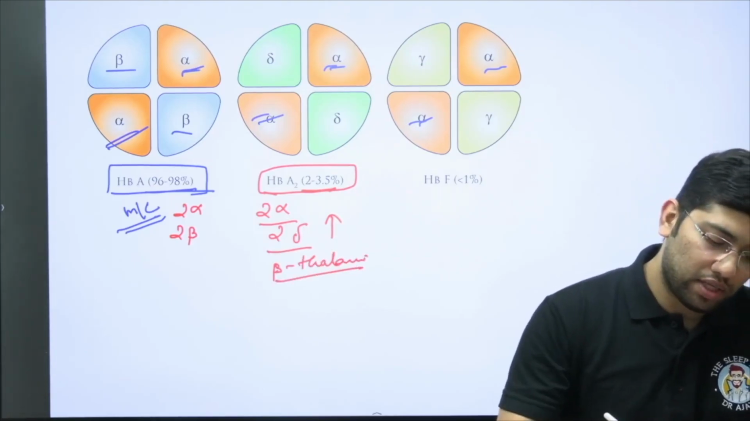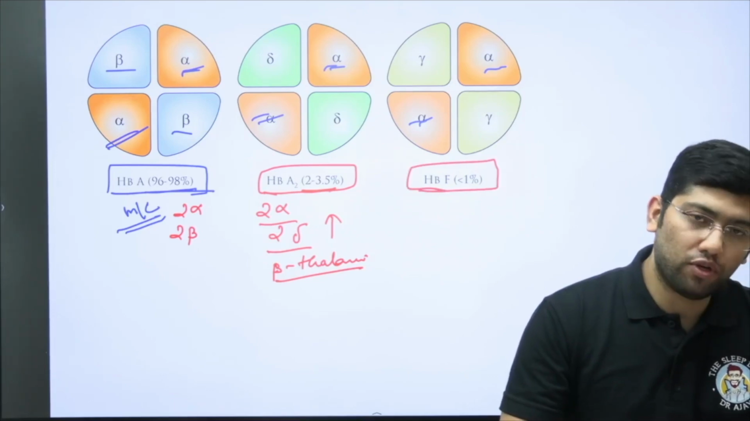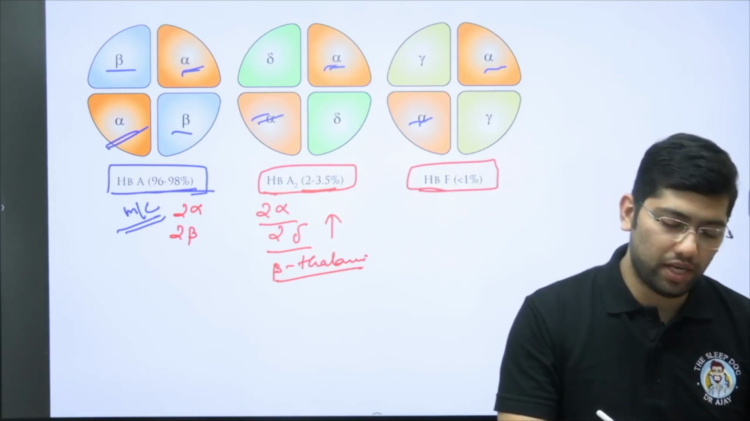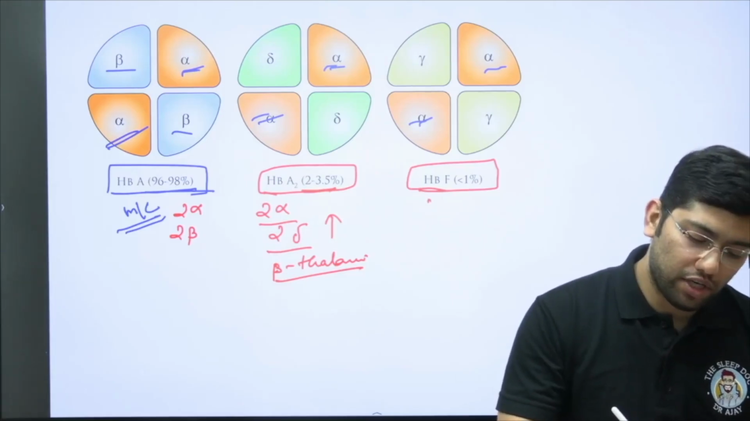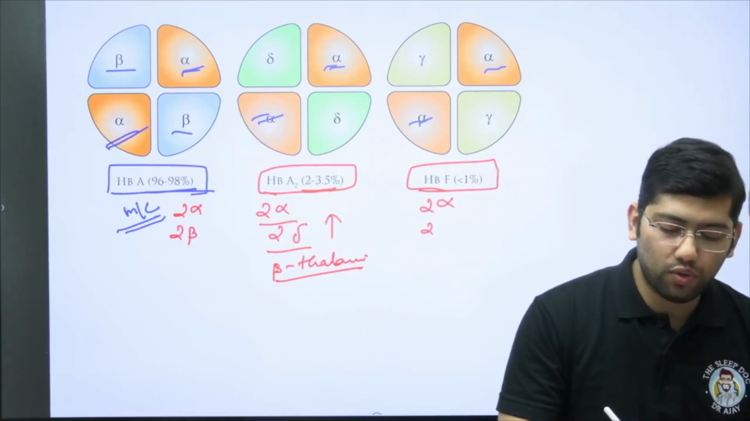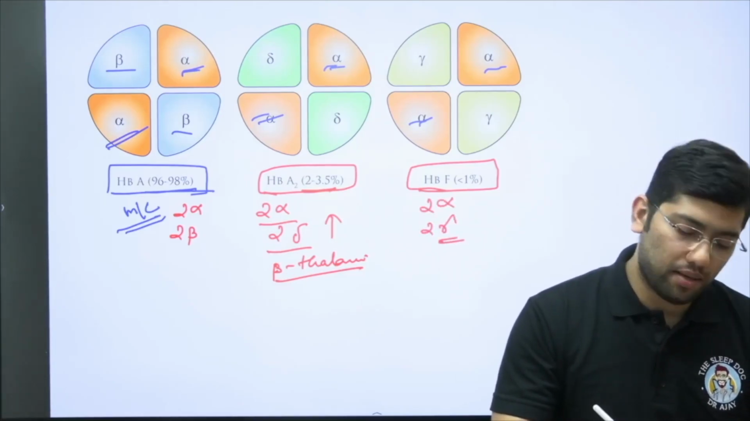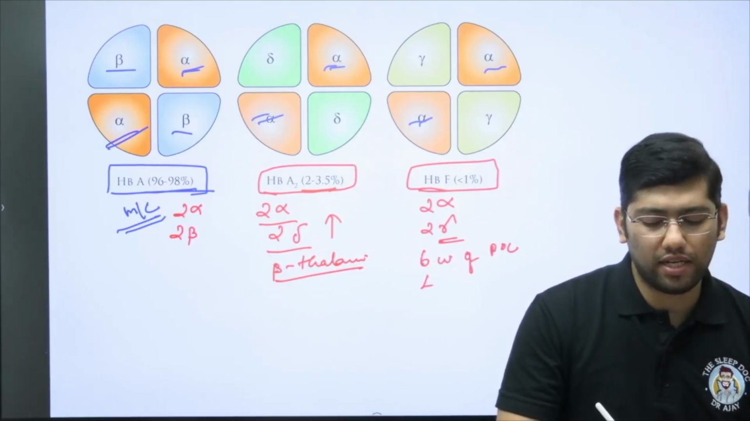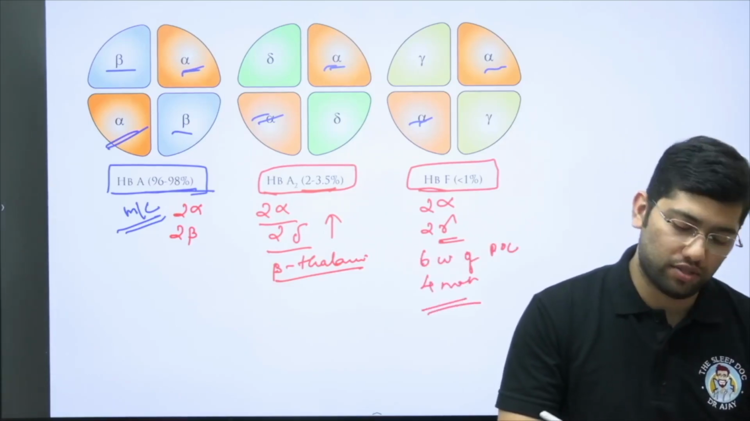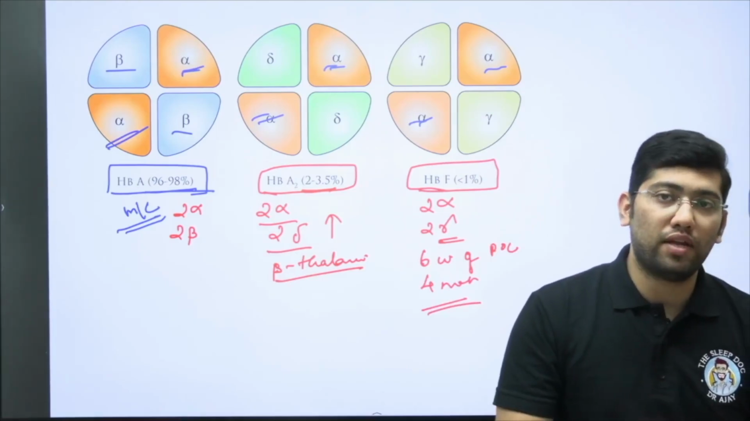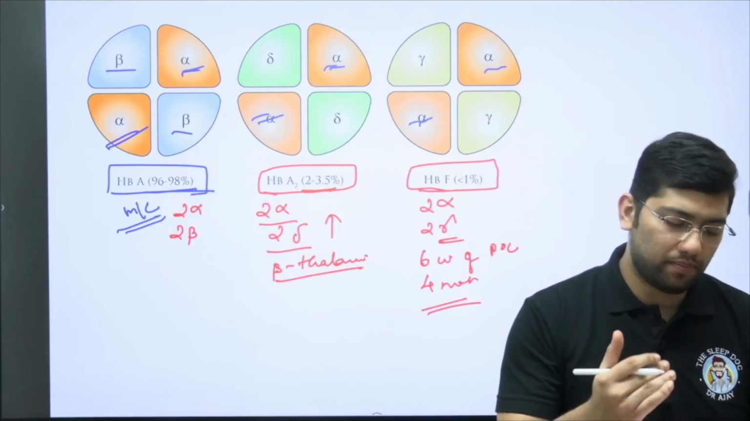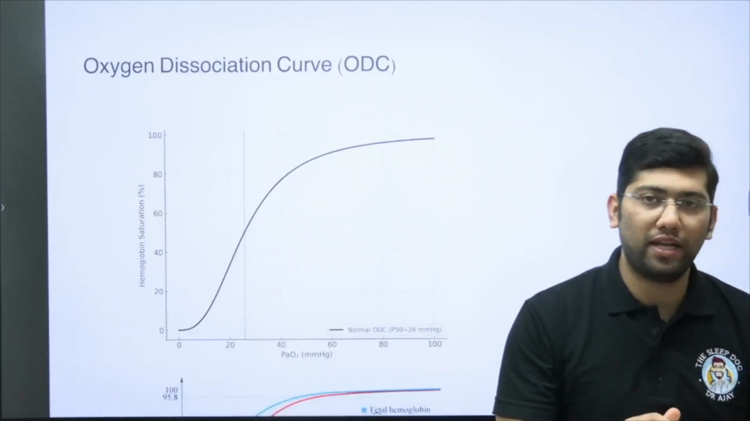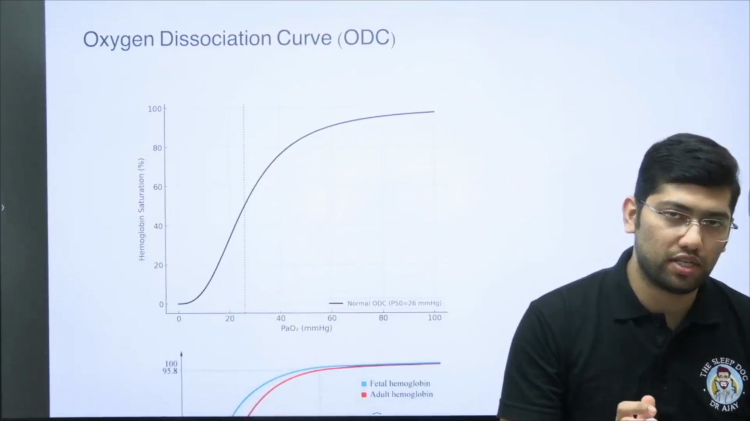Coming to the last one, that is fetal hemoglobin. This, as the name suggests, exists only in the fetal period. Here we have 2 alpha chains and 2 gamma chains. This appears at the 6th week of gestation and lasts until 4 months of age. Now that we have understood the structure of hemoglobin and the different types of hemoglobin, let's move on to the main topic, that is the oxygen dissociation curve.